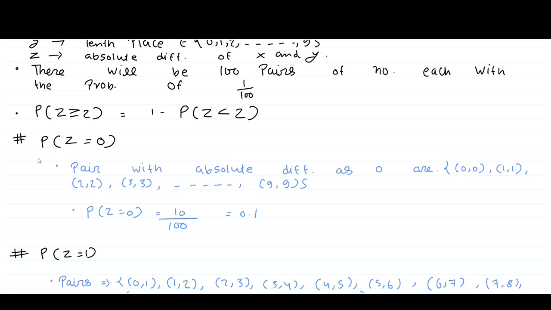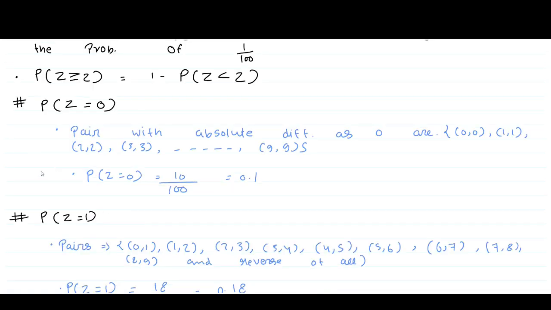First, let us find the probability of z is equal to 0. So the pairs for which the absolute difference is 0 are basically 0 0, 1 1, 2 2, and so on up to 9 9. There are a total of 10 such pairs, so the probability of z is equal to 0 is going to be 10 by 100, which is basically 0.1.